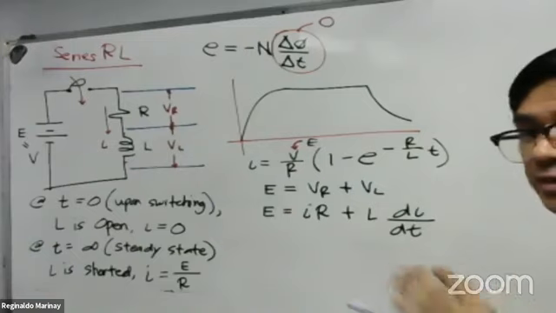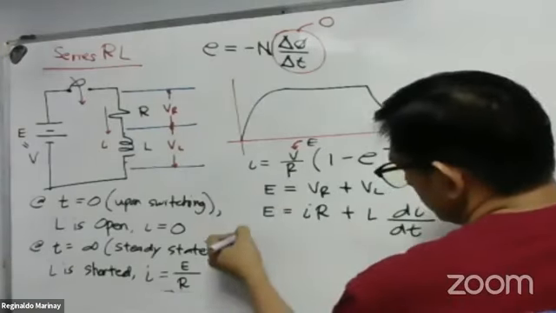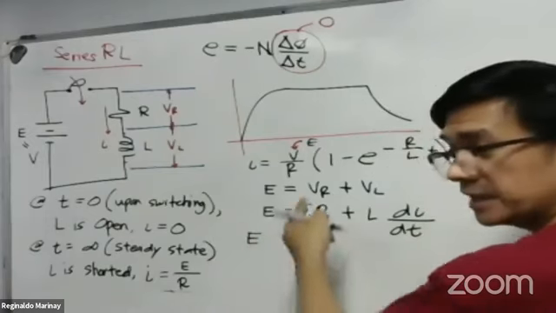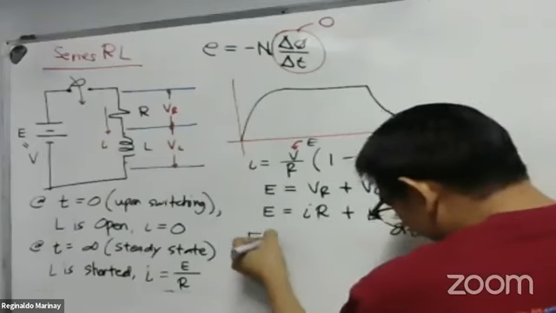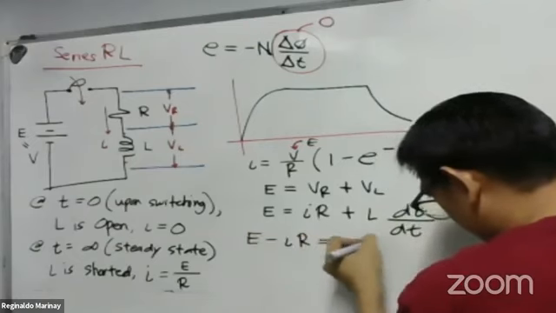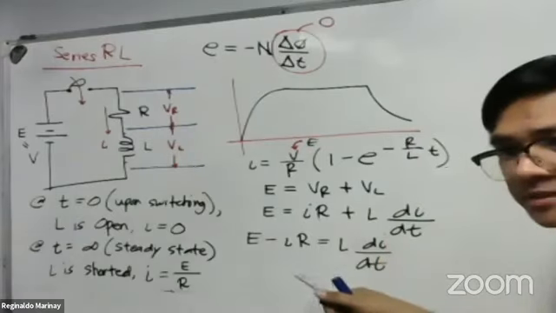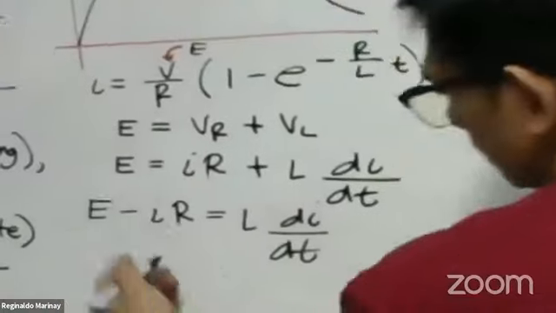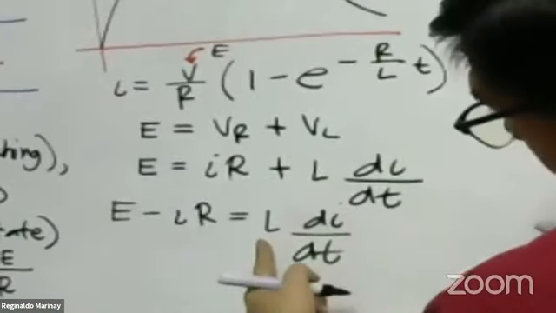Let us use a little differential equation here. So, this is our E. Let us transpose. So, E minus IR is equal to L di over dt.